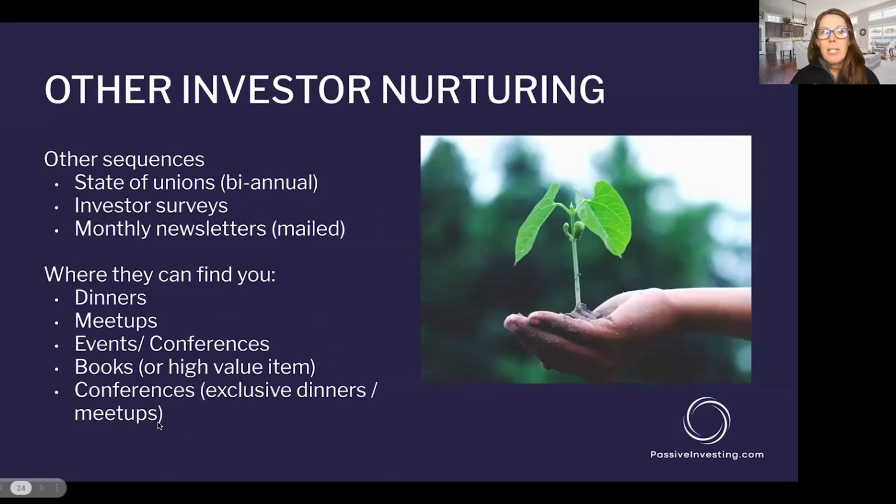So let's kind of wrap this up. What are some other ways that we can nurture our investor? Now, there's other sequences.